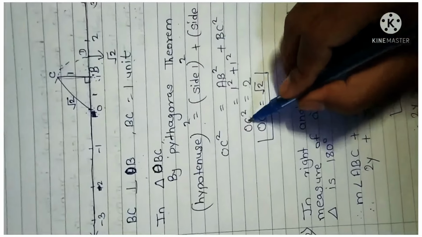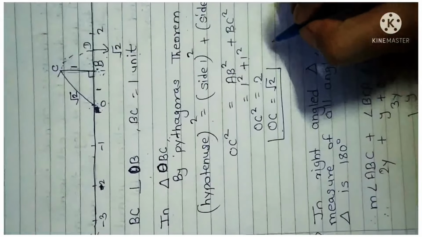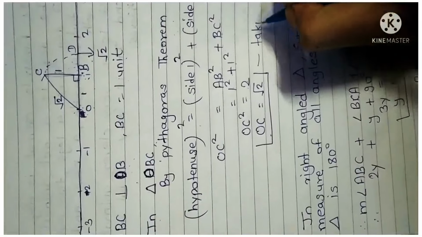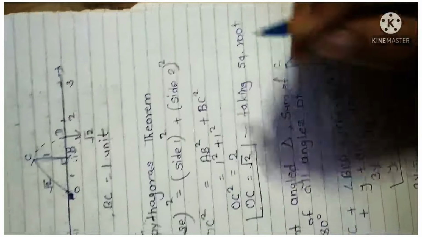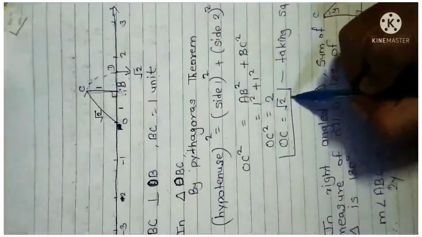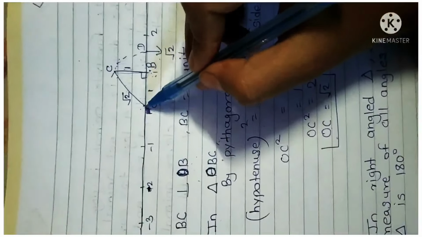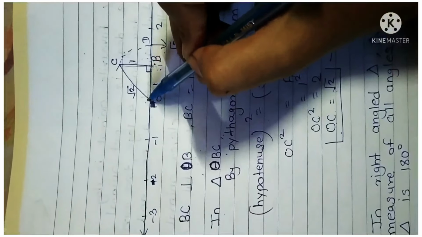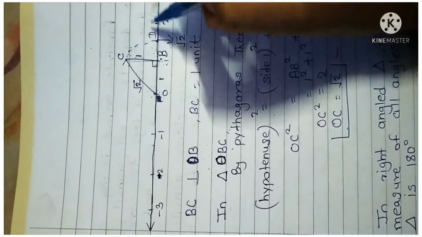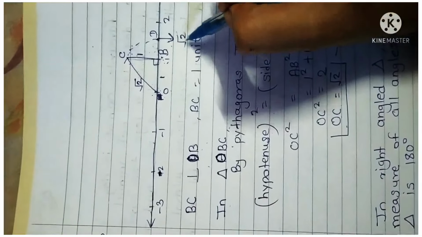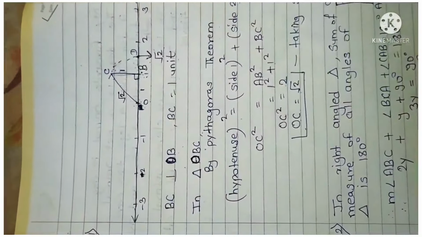We have OC square but we want OC, then taking square root we get OC is equal to √2. Then take the compass, put the still point on O and take the distance from O to C and draw the mark. You will get point D, and the D point will be your √2. So in this way you have to draw √2 on a line.